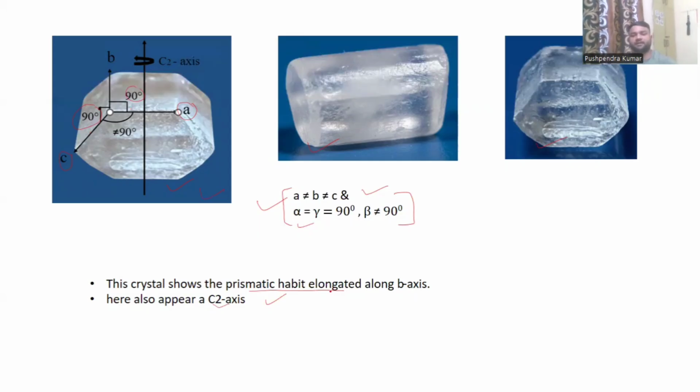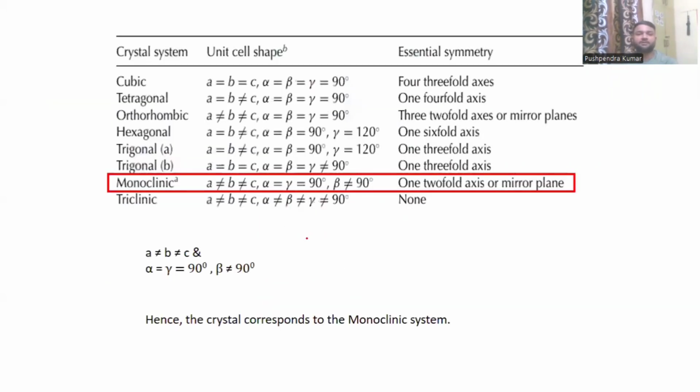So from here we can conclude that since A not equal to B not equal to C, alpha equals gamma equals 90 degrees, but beta not equal to 90 degrees, this crystal lattice parameter corresponds to the monoclinic structure. So the crystals given in the class correspond to the monoclinic system.